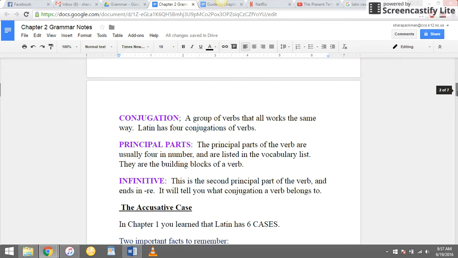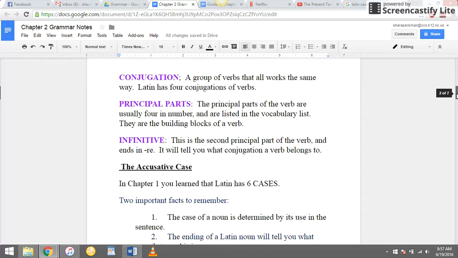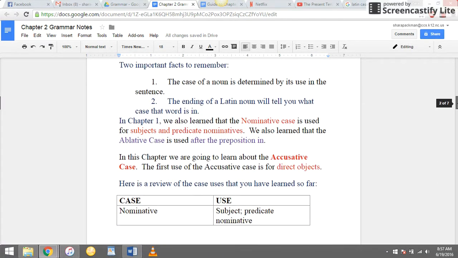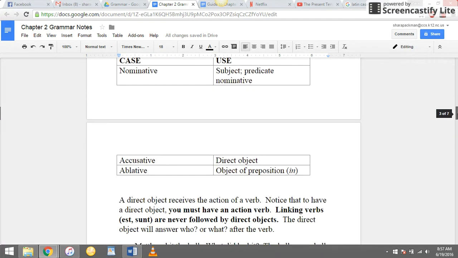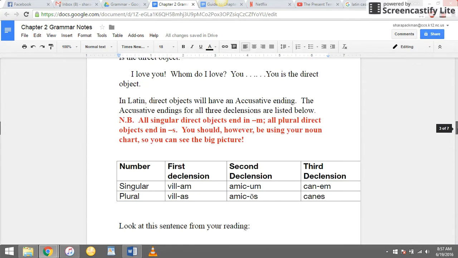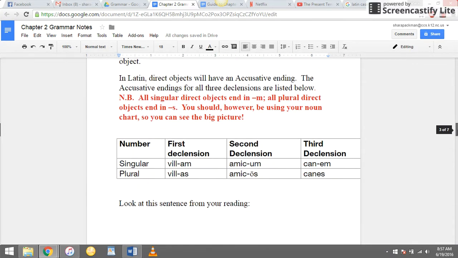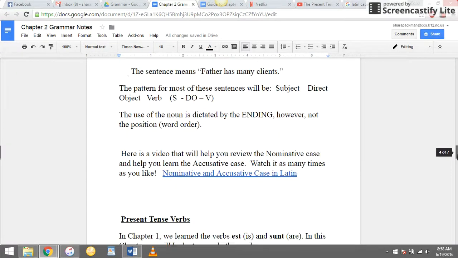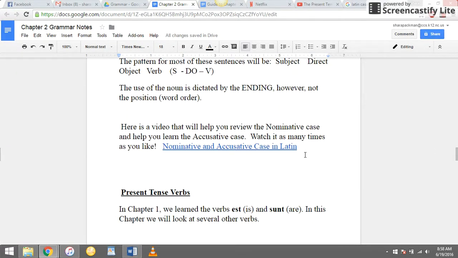Now, these notes go into the accusative case, and you get your accusative endings down here. Please pay attention to things that I've bolded or put in red. And then if you move on down, you have a video right here, which will help you review the nominative and help you learn the accusative.